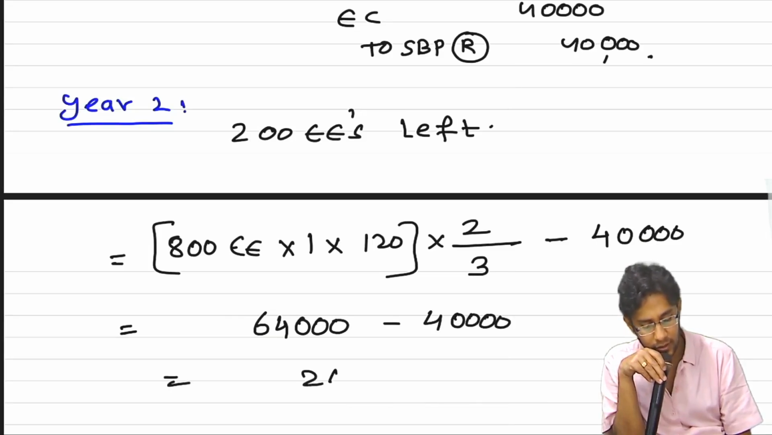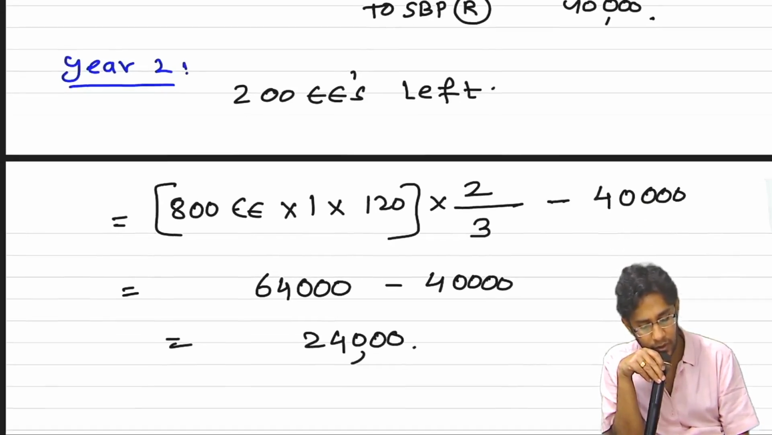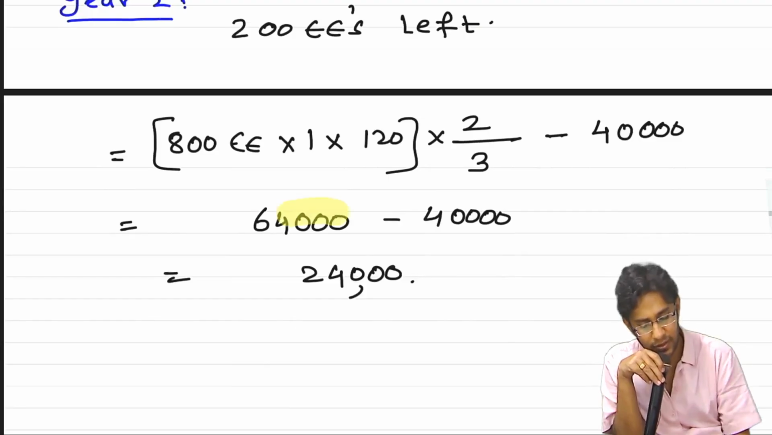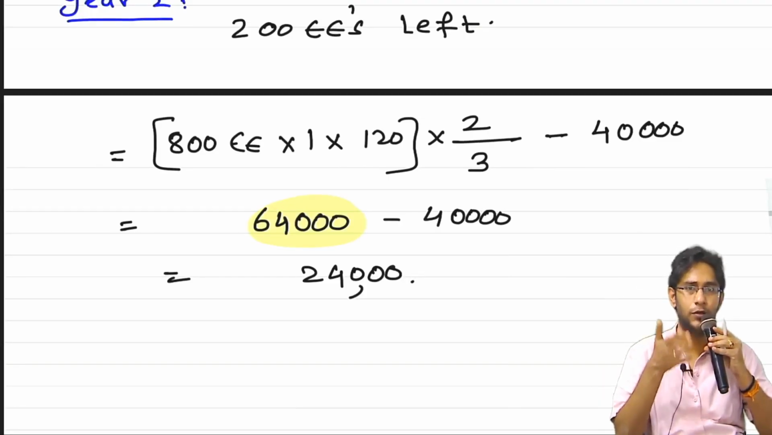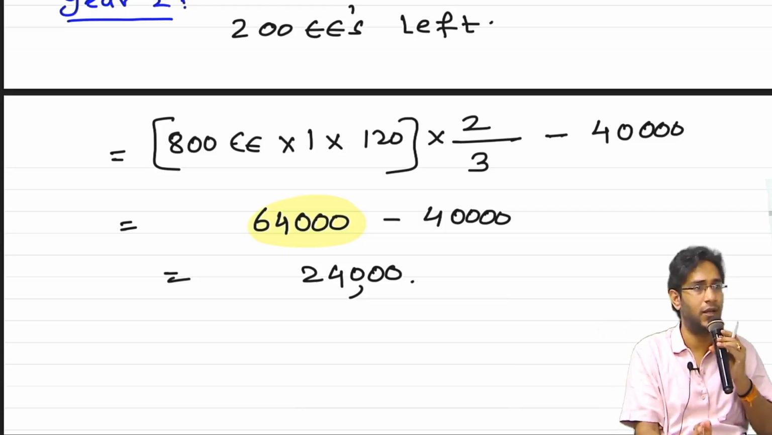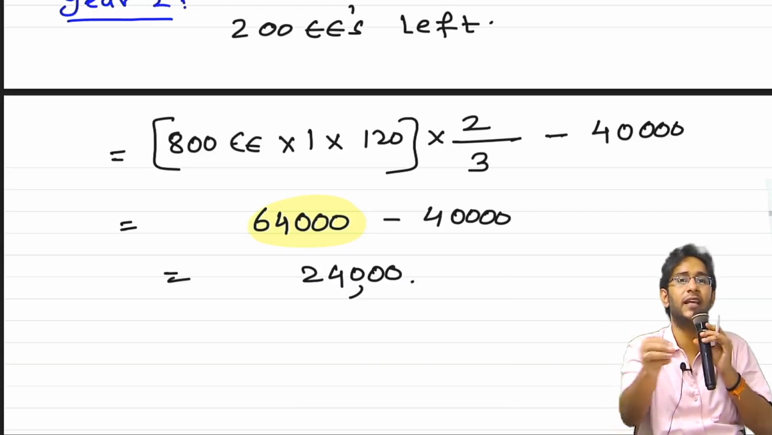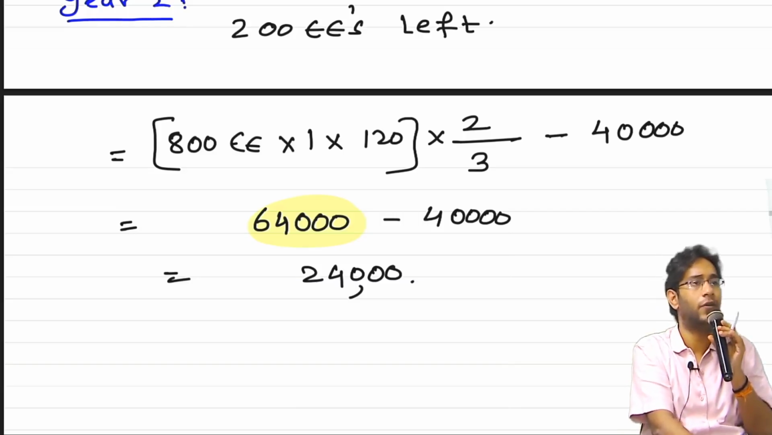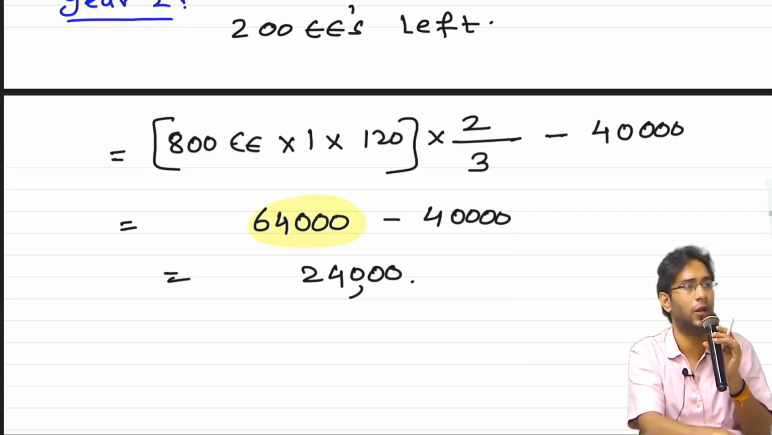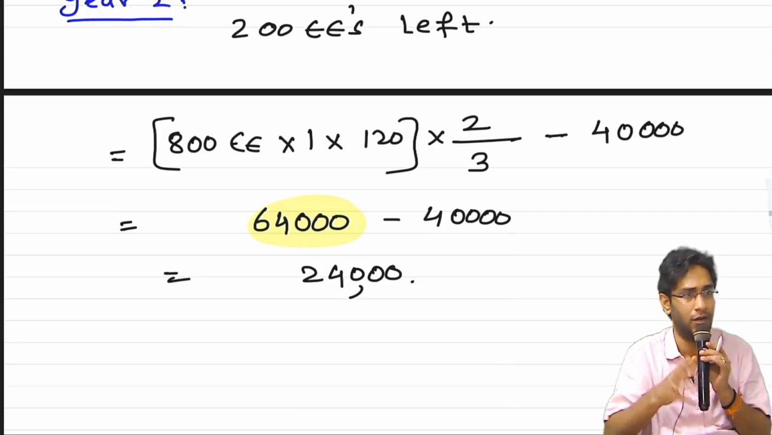Answer is 24,000. What is this 64,000 representing? After considering the employees who left, by the end of the second year you should have a closing SBP reserve of 64,000. Opening already I have 40,000. So you have to further create now 24,000. That is the meaning of that.